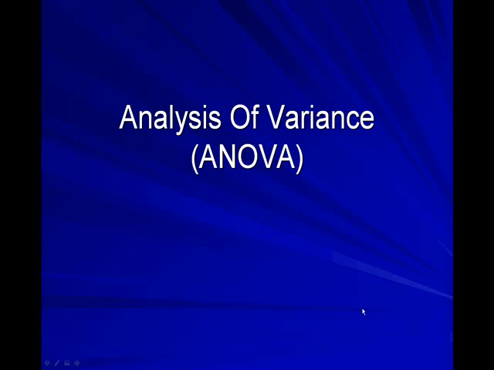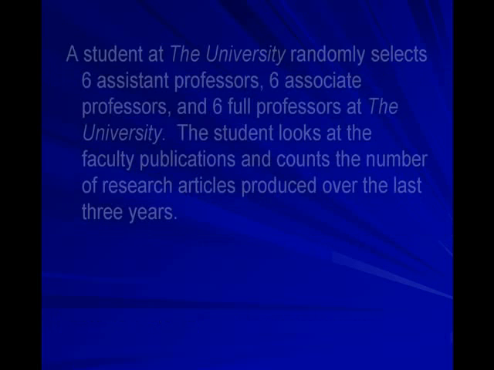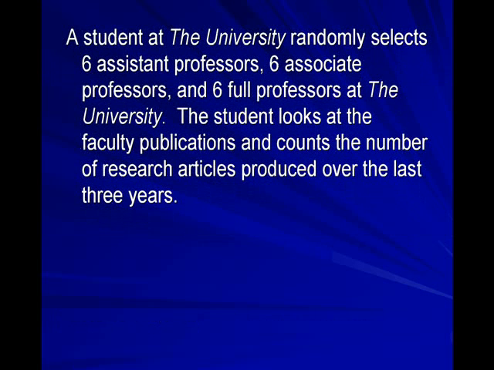Okay, we have a problem here with the analysis of variance, which means we're going to look at the difference between means for more than two groups. In this particular problem, we're going to look at the difference between means for three groups. So a student at the university randomly selects 6 assistant professors, 6 associate professors, and 6 full professors at the university. Then the student researches articles produced over the last 3 years.